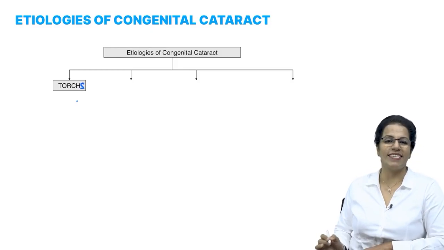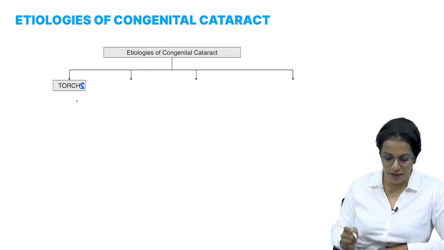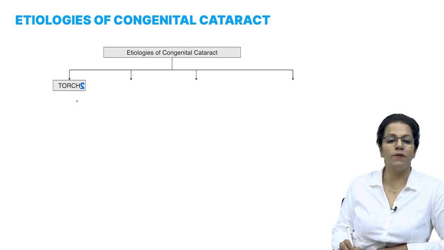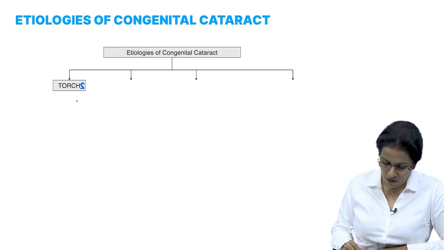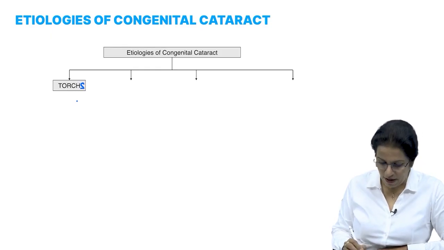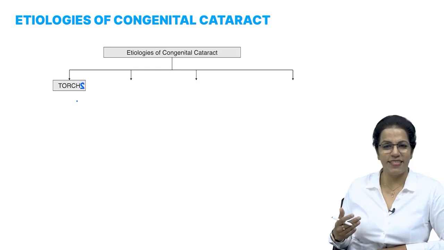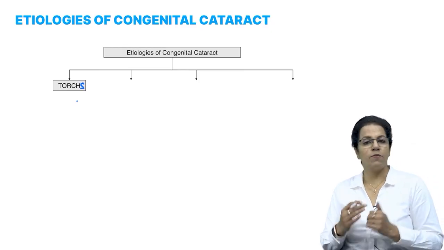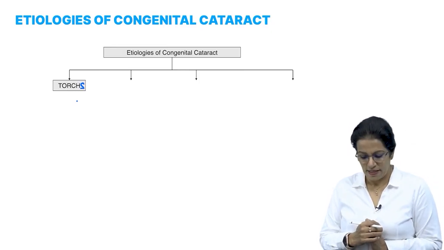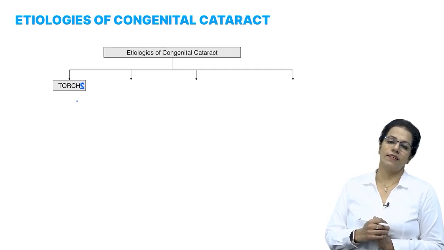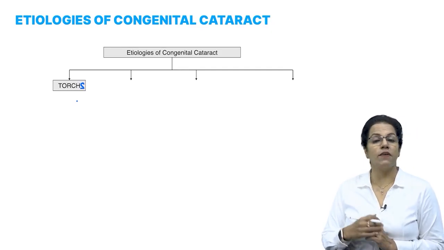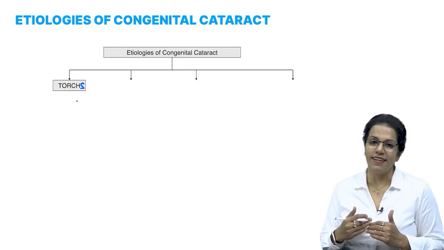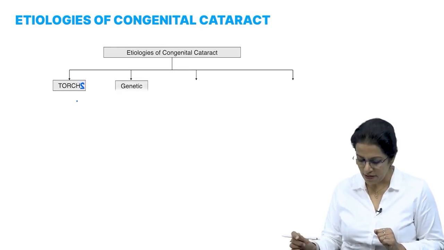Everybody knows what is TORCH S? We are talking about toxoplasmosis, right? Rubella, cytomegalo, herpes, and syphilis. You all know this, right? I'm repeating: toxoplasmosis, rubella, cytomegalo, herpes, and syphilis. These infections, if it is happening in first trimester, can lead to congenital cataract. What can be the second cause?